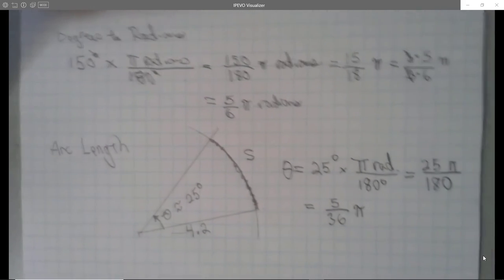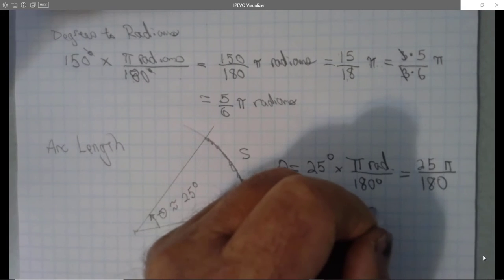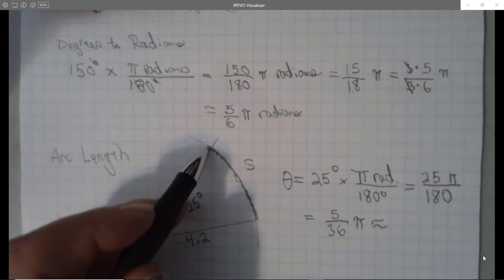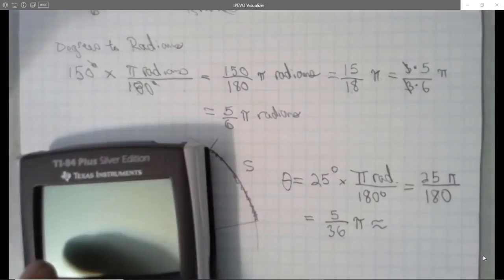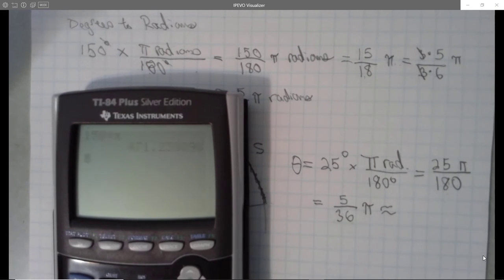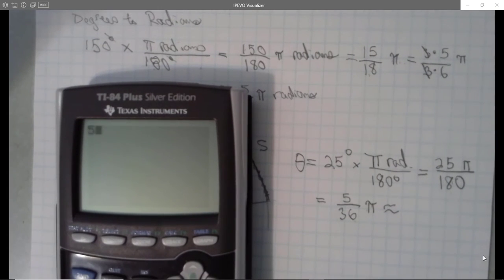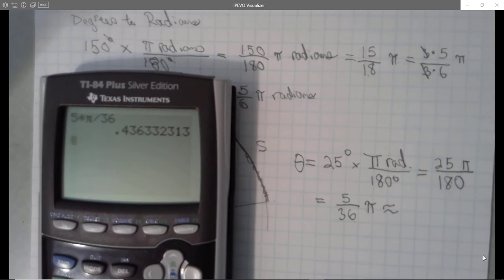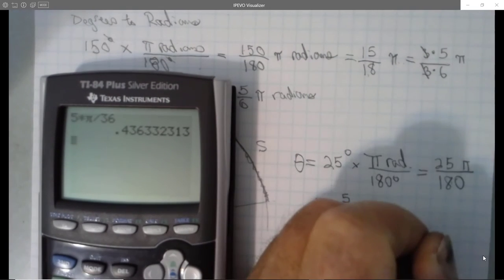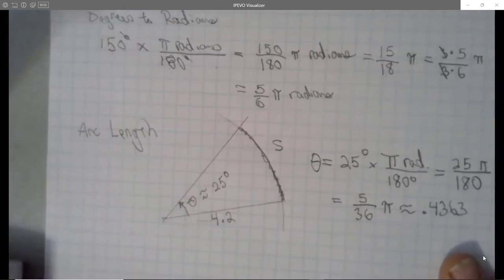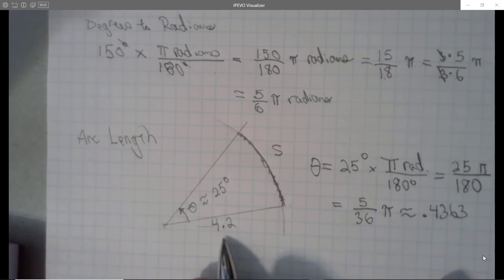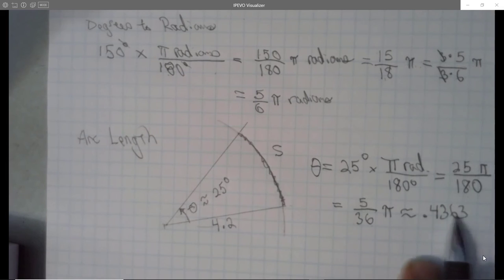Now, that, of course, wouldn't be all that convenient if, say, you were doing some engineering and you wondered how long of a piece of wire you need to map out that distance. So we would convert that to a decimal in most practical situations. So you'd say 5 times pi divided by 36, and that's 0.4363 approximately. And the units here would be whatever the units are along here. So if this were in, say, meters, then this would be in meters as well.